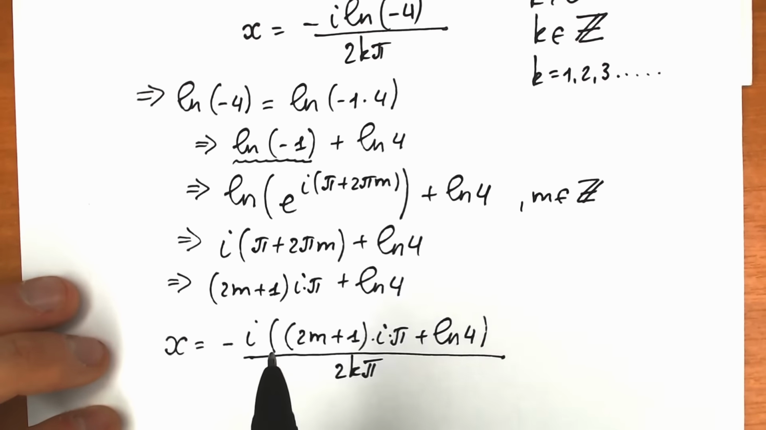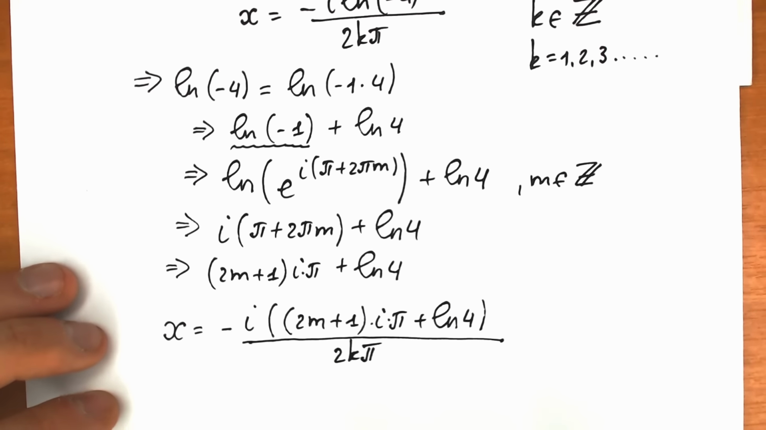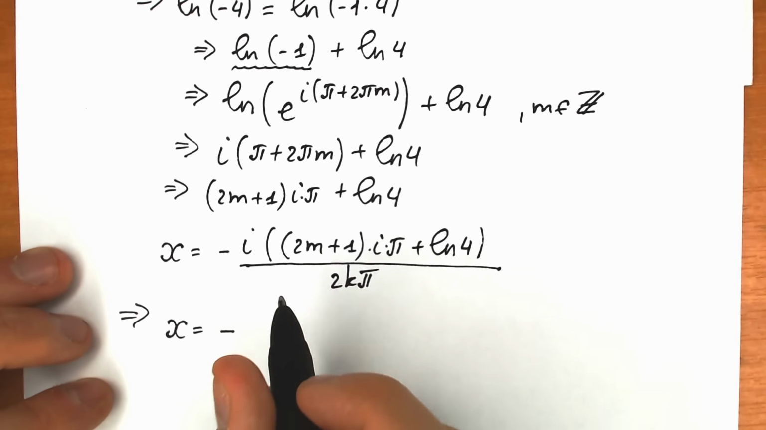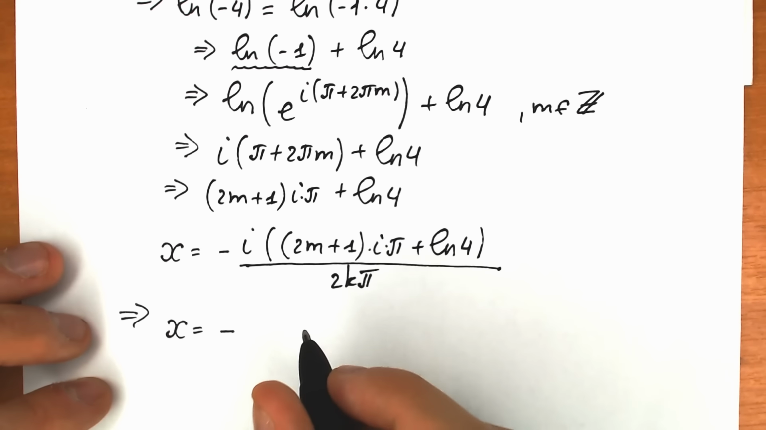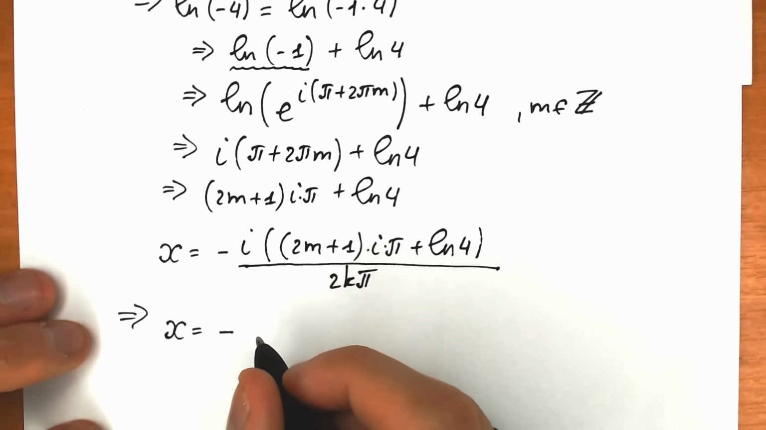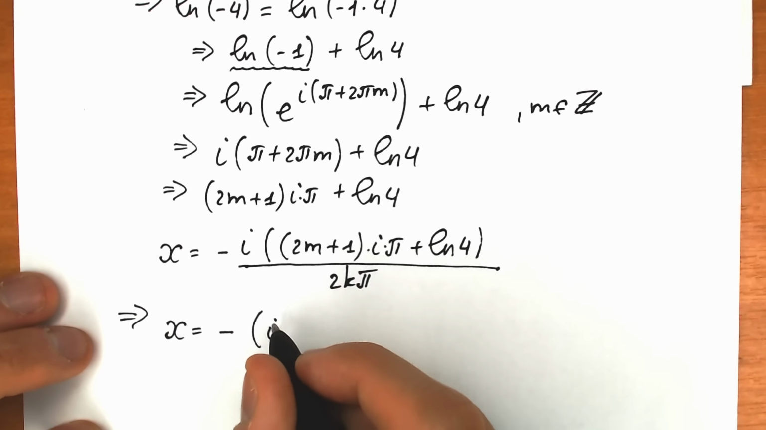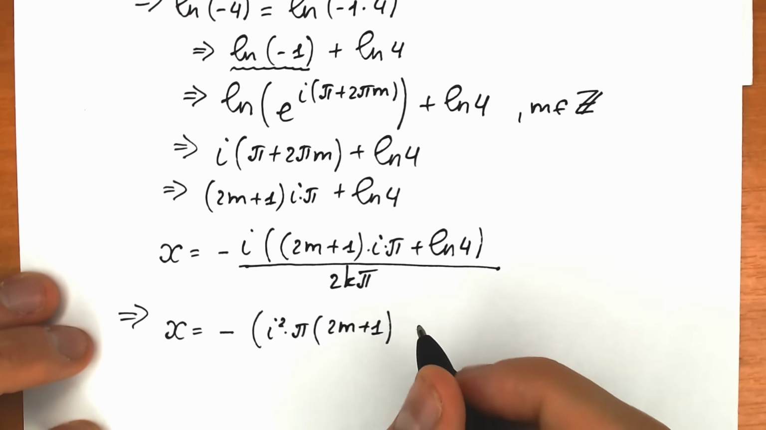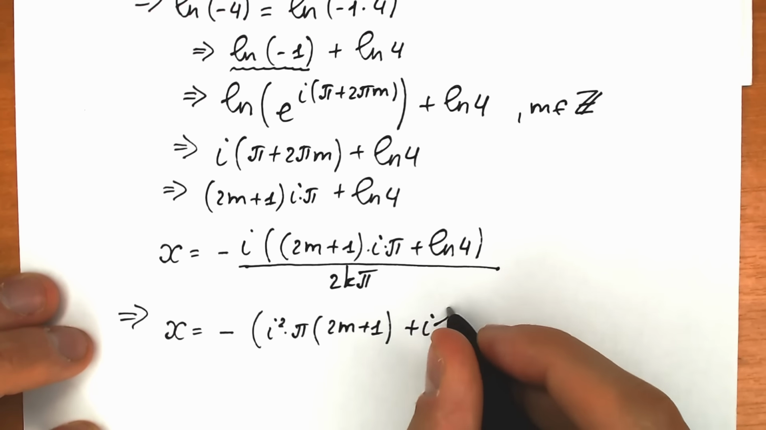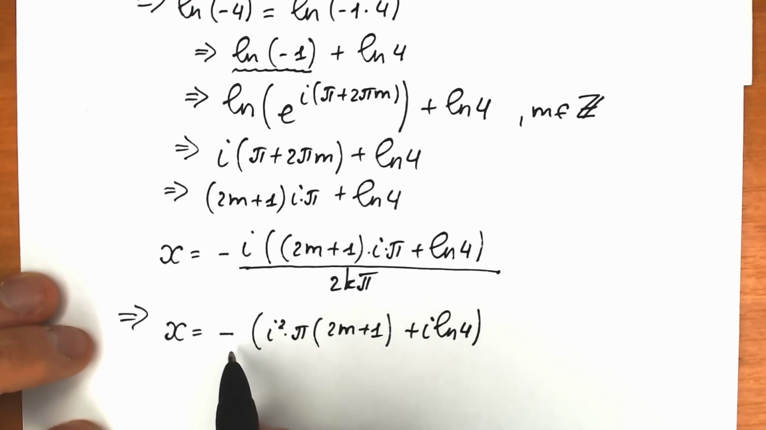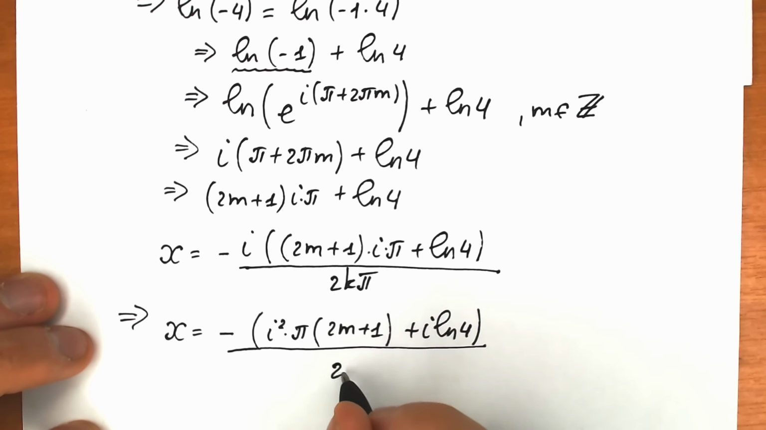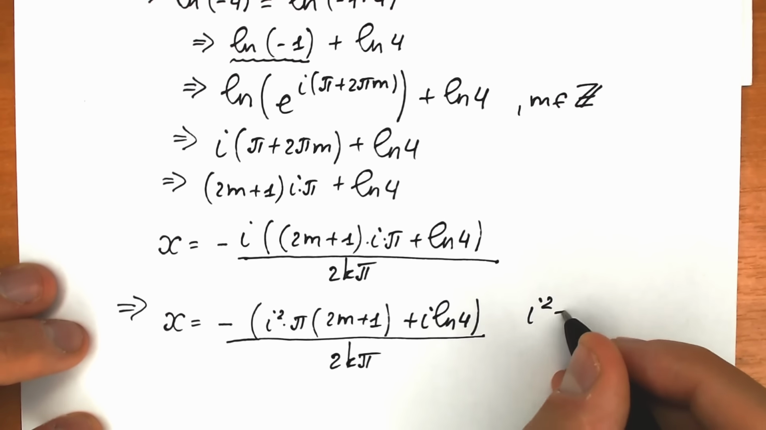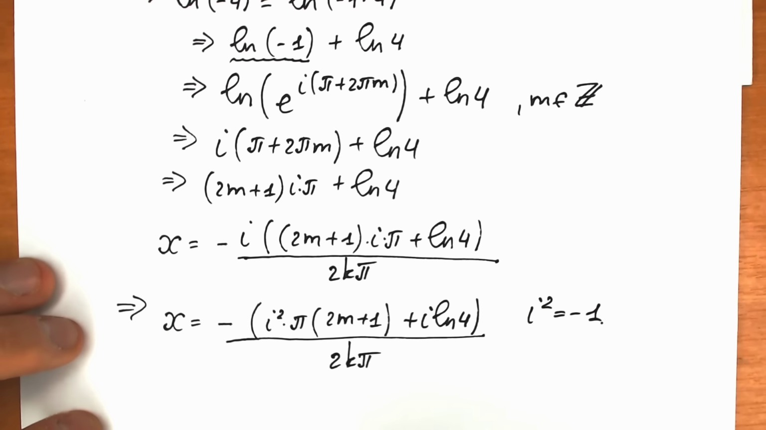Right now, let's simplify this a little bit. Let's multiply this i by the parentheses. What do we have as a result? We will have x equal to minus, and we multiply this i by the whole parentheses. Inside parentheses we have i squared times pi times 2m plus 1, and plus i natural log 4, and all over 2k pi. Really great. i squared equals minus 1. I wrote it before: i squared equals minus 1. This is our complex unit.